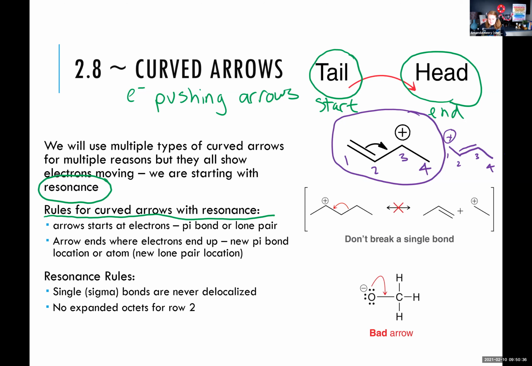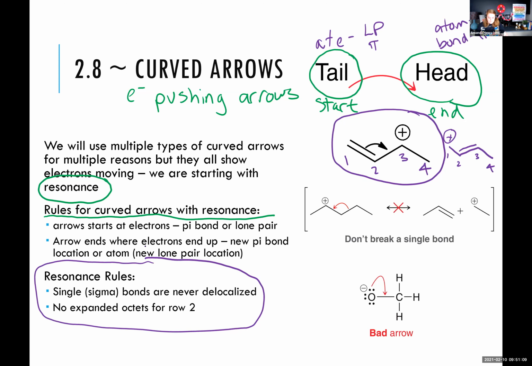So the arrow has to start at electrons. And those electrons could be a lone pair or a pi bond, either one. It's going to depend on what the situation is. And then they're going to end at either an atom. If they end at an atom, it's making a new lone pair. If they end at a bond, it's going to make a new pi bond. We can't start at a sigma bond. So when we do resonance, we can't break a sigma bond.